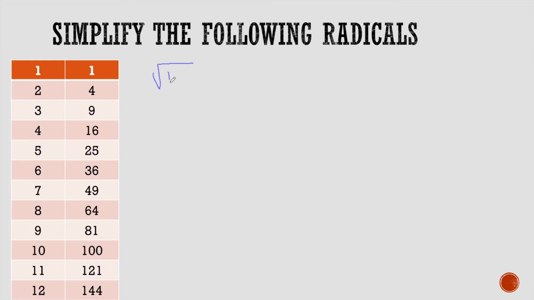Square root of 14. There are no numbers in this column that go into 14, so the square root of 14 simplified is the square root of 14. That cannot be simplified any further. If I wanted to show you what I mean by a factor tree, 14 breaks down into 2 and 7. There are no pairs to move outside, so this just stays as square root of 14.